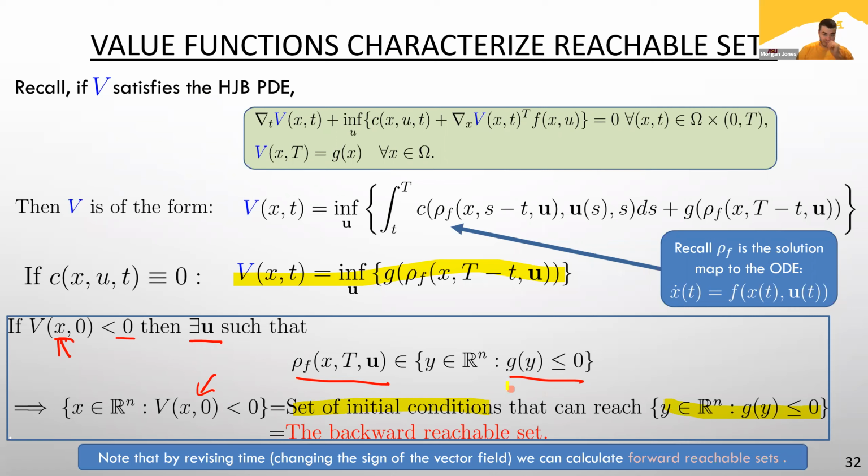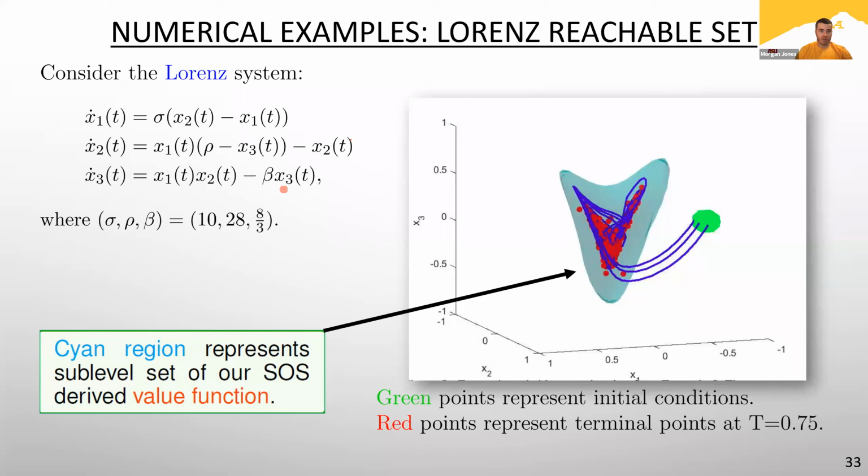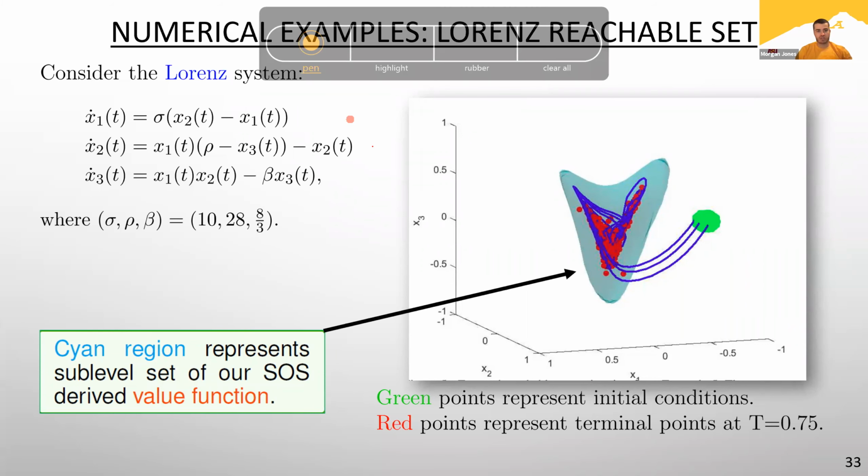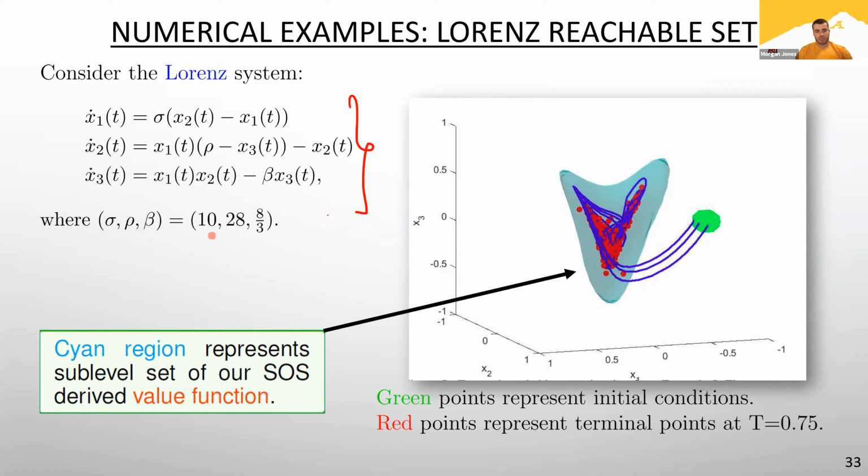And by reversing time, which is simply changing the sign of the vector field, we can also calculate the forward reachable set, which we do numerically in this problem. We consider the Lorenz attractor, which is a 3-dimensional system that's actually well studied because of chaos theory. And this green ball is basically the sublevel set X where G(x) is less than 0 for some G that we've chosen for our algorithm.